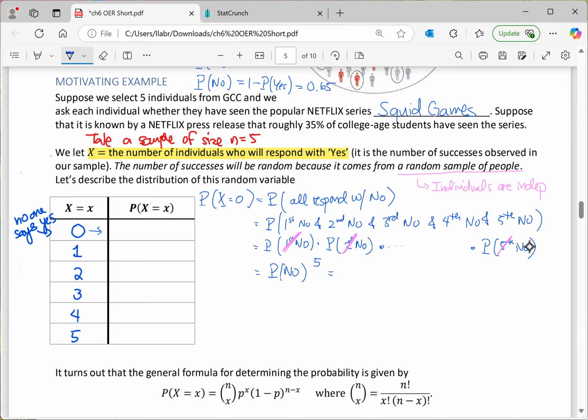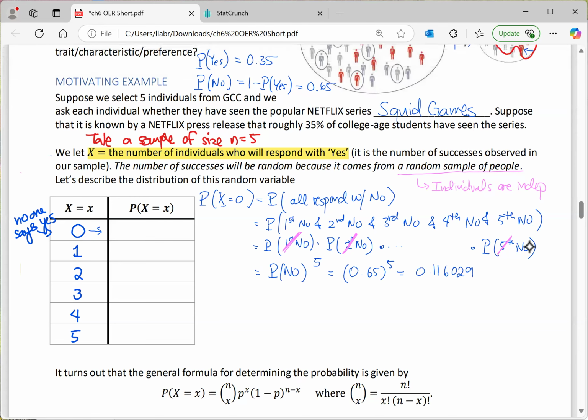So we throw that into a calculator. That's probability of no, which was 0.65, raised to the 5th power. That's 0.116029. All right, so check that out. We've got our first probability. And now we need to go ahead and find all of the other probabilities.